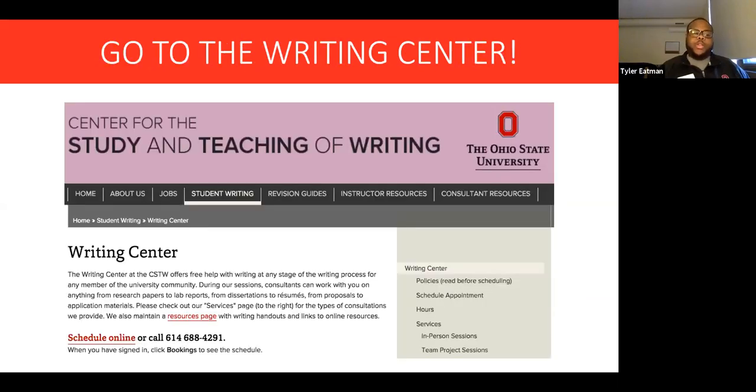And one good resource on campus to utilize for looking over papers is our Writing Center. If you go to Google and just type OSU Writing Center, you can schedule an hour-long appointment with them to go over your paper, and they can help you edit it, give you suggestions, things like that.